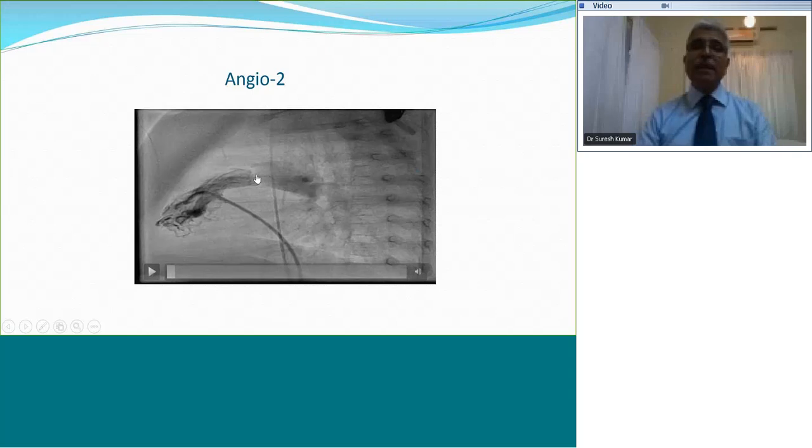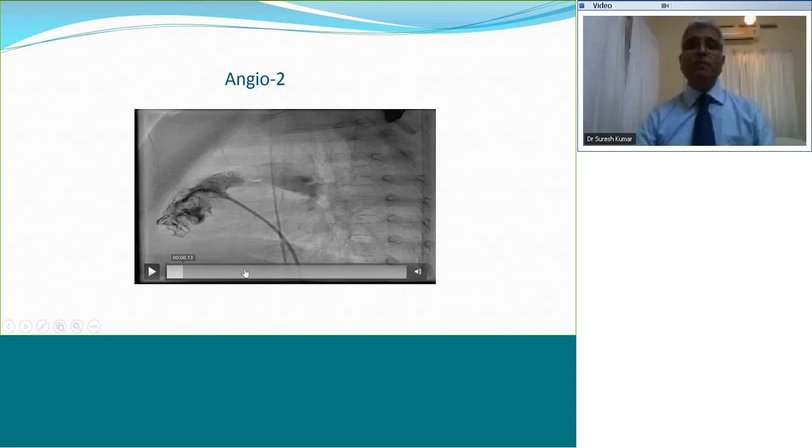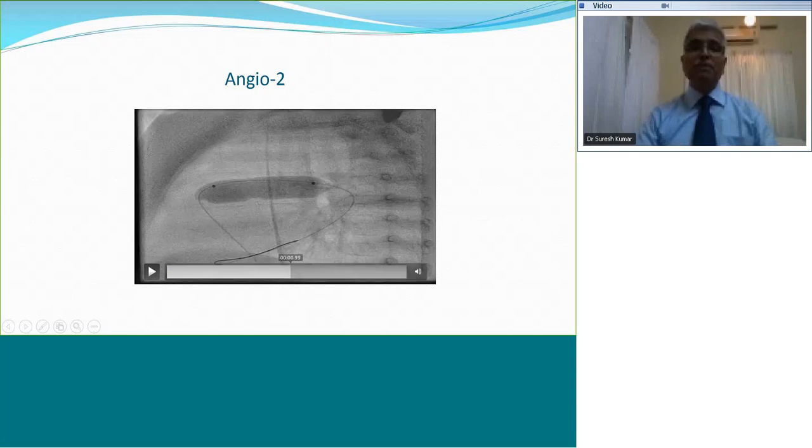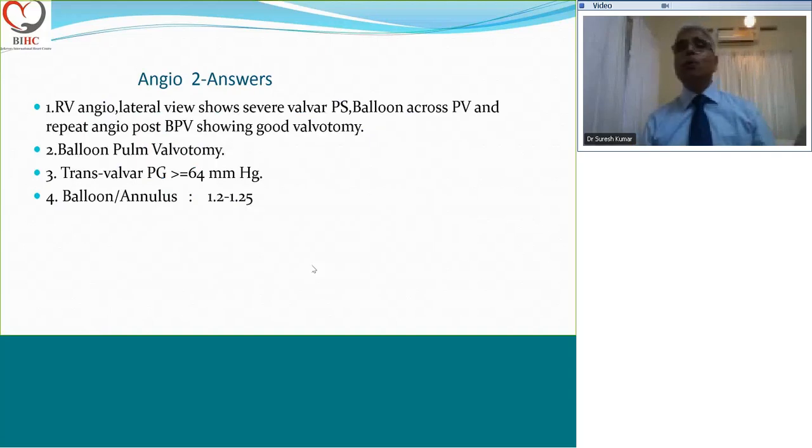And this is the jet, and this shows the narrow jet across the doming pulmonary valve, the post-stenotic dilatation of the pulmonary artery. So you are dealing with severe valve PS. And then your next image is the balloon across it. So that is obviously the procedure. And following the procedure, what you have seen is the RV angio again in lateral view, which shows that the valve is now open and the jet is broad. So that is balloon pulmonary valvulotomy.